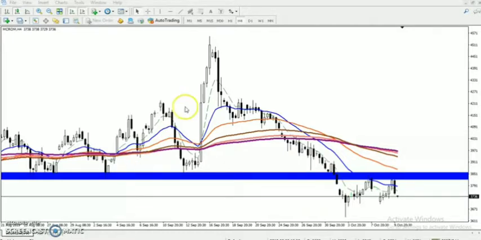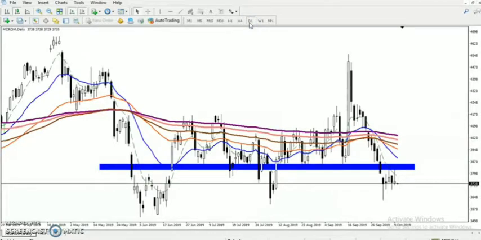Now you can see this is crude oil, and let me show you in a daily time frame. In the daily time frame, crude oil price is running in a sideways market, right? So it is running in a zone. So where is our zone? Let me show you.